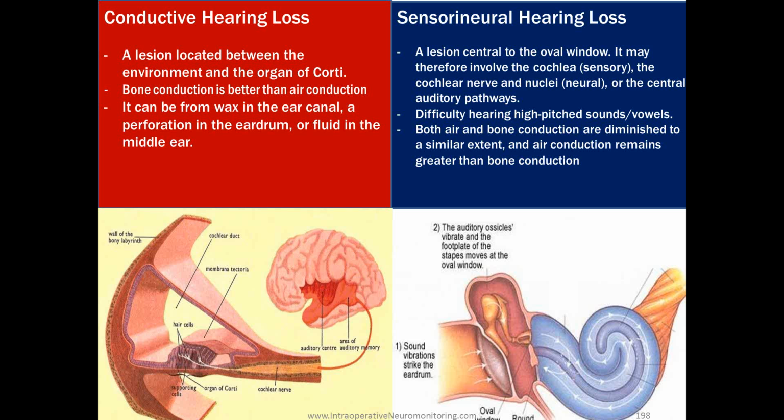The sensorineural hearing loss is a lesion central to the oval window. It may therefore involve the cochlea or the sensory portion, the cochlear nerve or nuclei, the neural portion, or the central auditory pathways. Difficulty hearing high-pitched sounds and vowels. Both air and bone conduction are diminished to a similar extent, although air conduction remains a little bit better than bone.